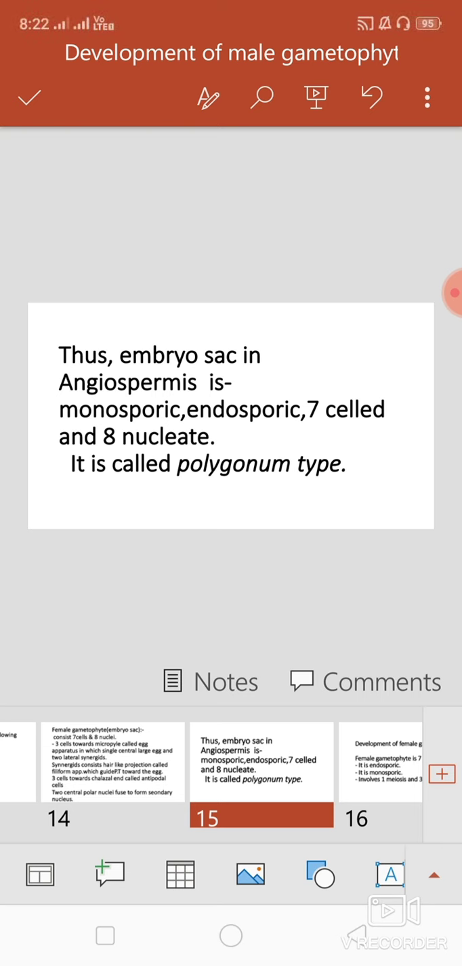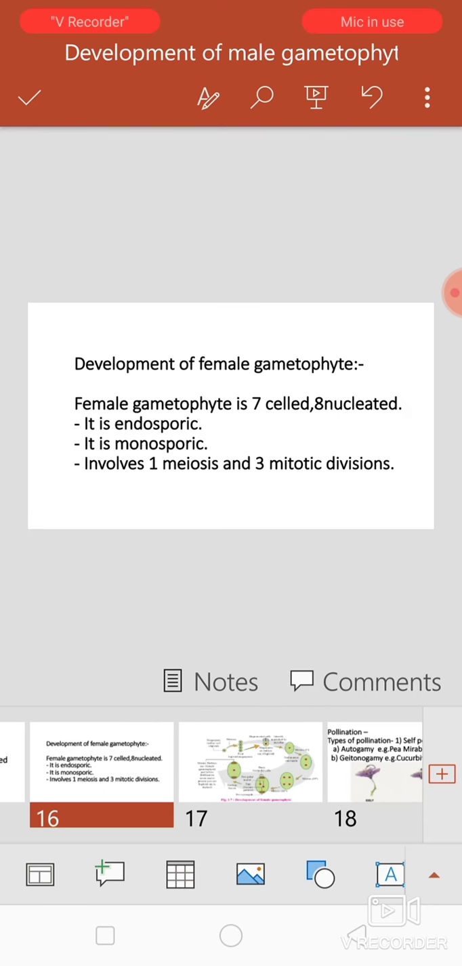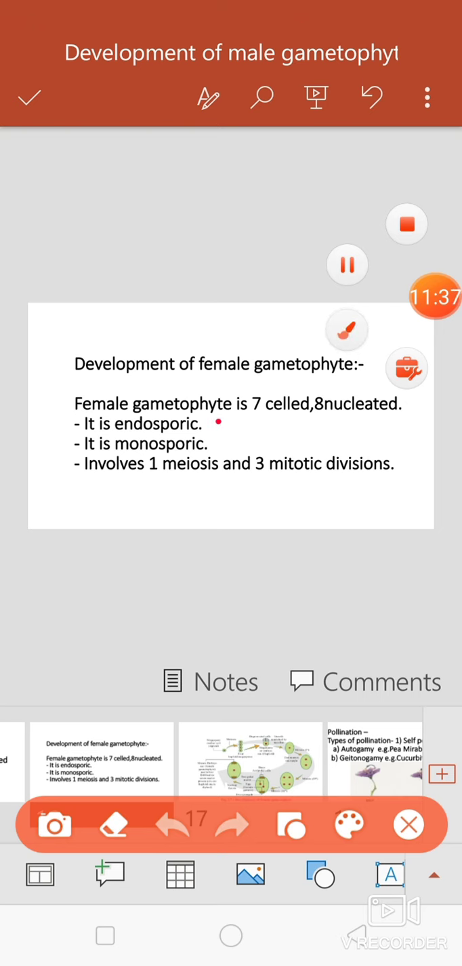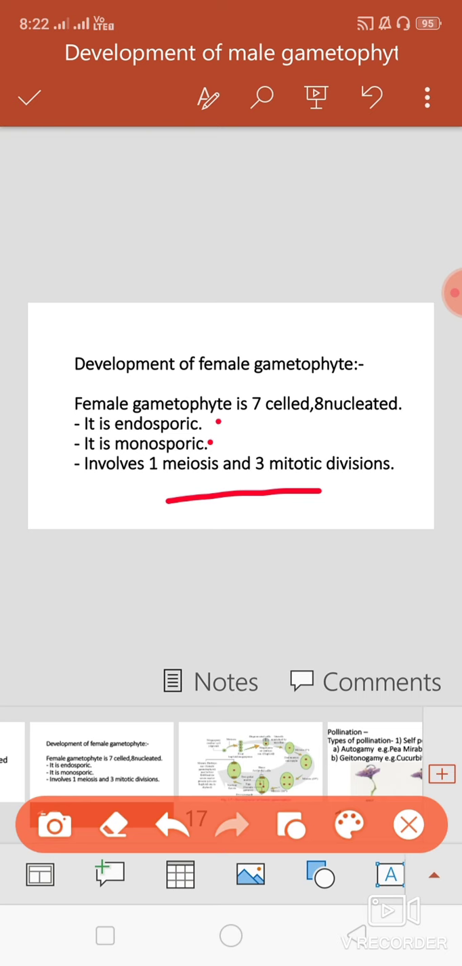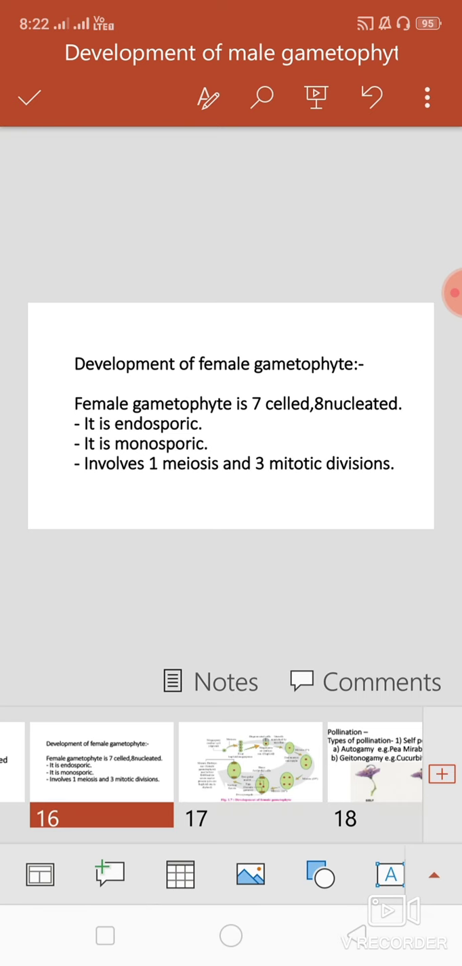So next we discuss the development of the female gametophyte, or how this embryo sac is formed, right? We know the embryo sac or female gametophyte is 7-celled and 8-nucleated. It is endosporic because it takes place inside the megaspore. Then it is monosporic because it develops from a single megaspore. And this process involves 1 meiosis and 3 mitotic divisions. See the process in detail.